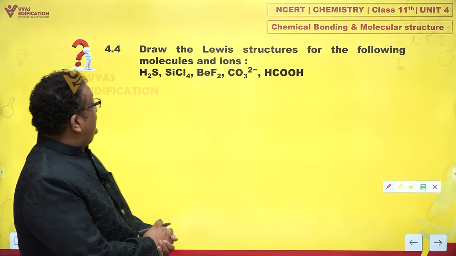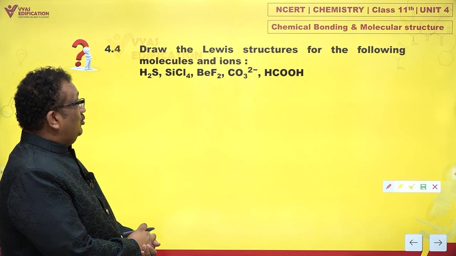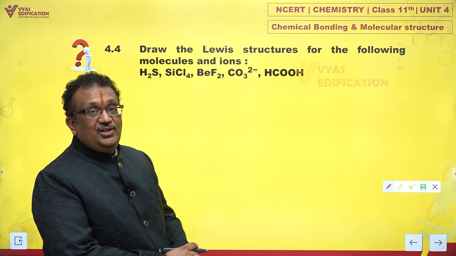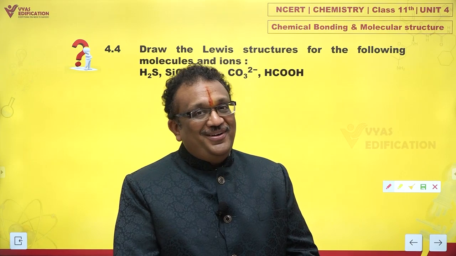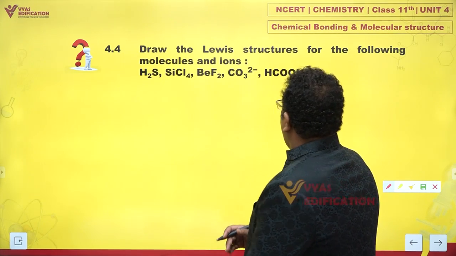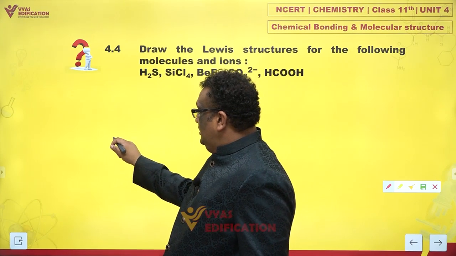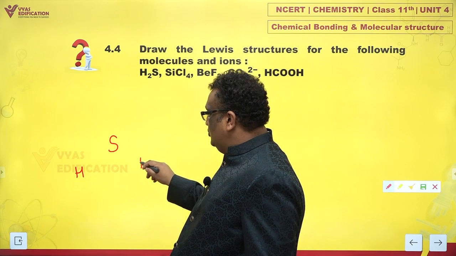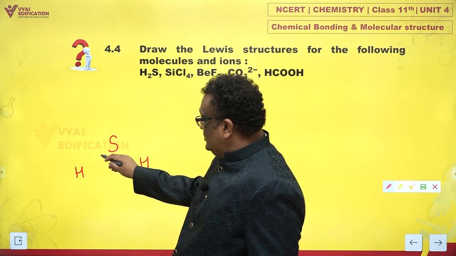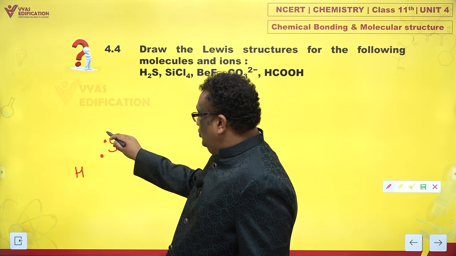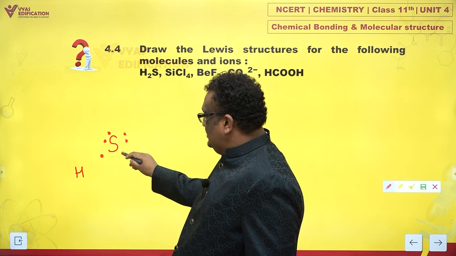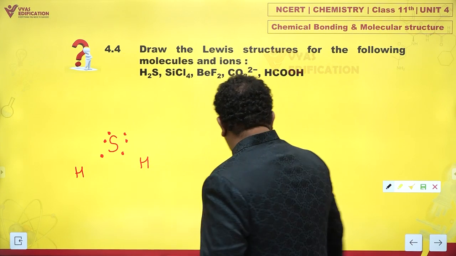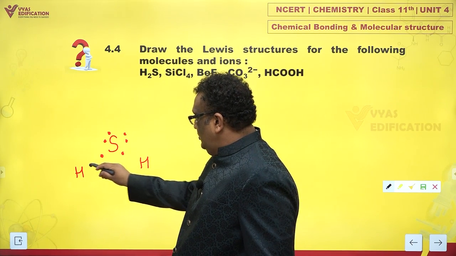Take a look at this question which says, draw the Lewis structures for the following molecules and ions. We have H2S, SiCl4, BeF2, carbonate and HCOOH. Let's draw them one by one. Lewis dot structures, when you're drawing H2S for example, there is sulfur in the middle and then we have hydrogen and hydrogen. Sulfur has 1, 2, 3, 4, 5, 6 valence electrons, right? And hydrogen also has 1 electron.